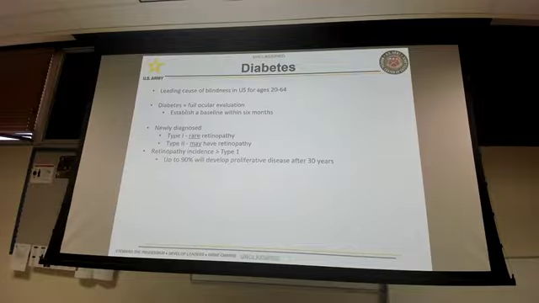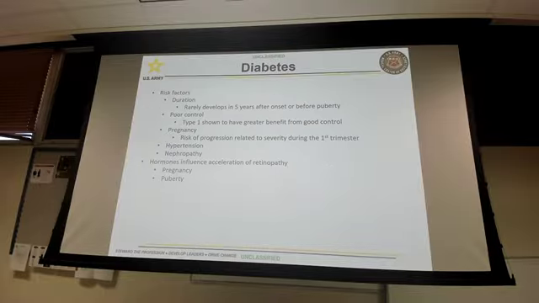About up to 90% of patients who have type 1 will develop proliferative diabetic retinopathy after 30 years. So like I said, a disease of time. The longer they've had it, the more likely they're going to develop some sort of diabetic retinopathy. The length of time, how well it's controlled, and sometimes hormones can cause the progression and the speed of progression of retinopathy.